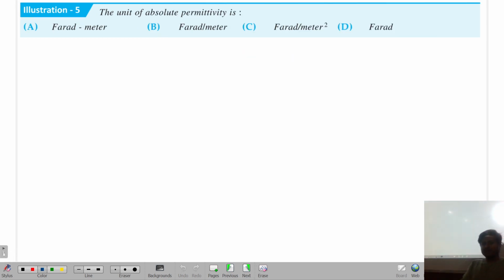The unit of absolute permittivity. Now, this I'll give the answer, because you can't say. Here, this question is like, you might be thinking, what is happening? So, one formula is there. C is equal to 4 pi epsilon naught into R. Write this formula.